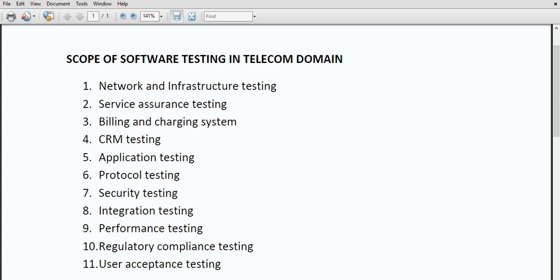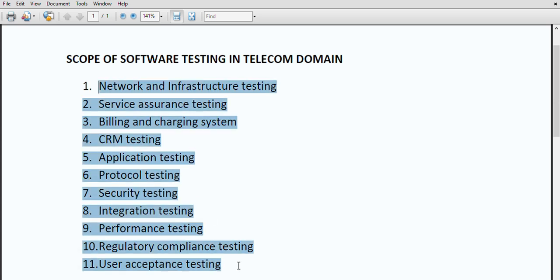So what are the different types of testing that come under the telecom domain? First and most important is network and infrastructure testing. As a software tester, you have scope to validate the software managing network components like switches, routers, and base stations. This includes performance, reliability, and scalability testing. If you want to work in the telecom domain or for companies in the telecom domain, these are some broad areas in which these companies are working.